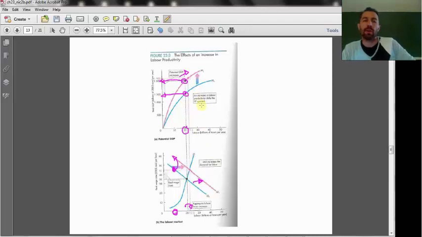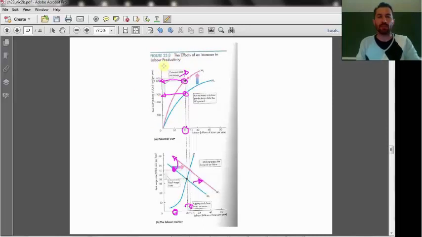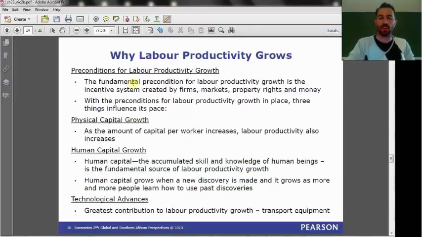So we employ more laborers, and those laborers produce more than what they would have before. These are the effects of an increase in labor productivity. Okay. So at this point, let's talk about why labor productivity might shift, and then we'll do a question.